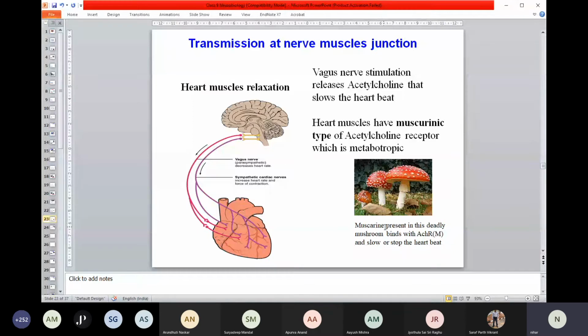Okay, I hope you got the point. But the bottom line here is now you understand. So acetylcholine, depending on its receptor type, has a different kind of activity in different muscle. I'm repeating again, in skeletal muscle, it causes contraction because the receptor type that is present is nicotinic type. On the other hand, in a heart muscle, it causes relaxation because the receptor type that is present is called muscarinic type.